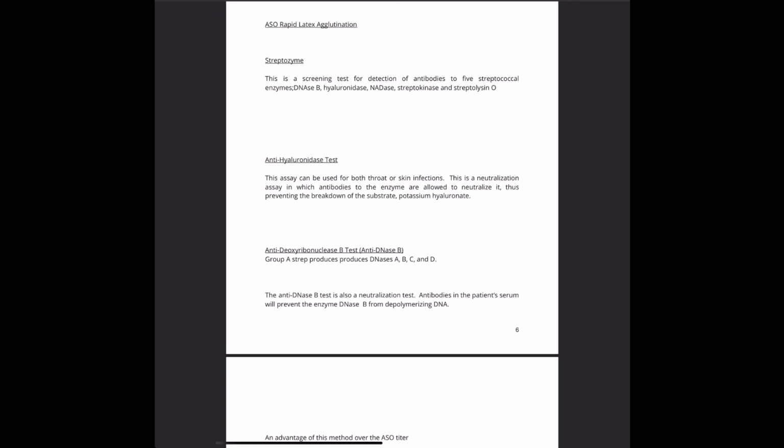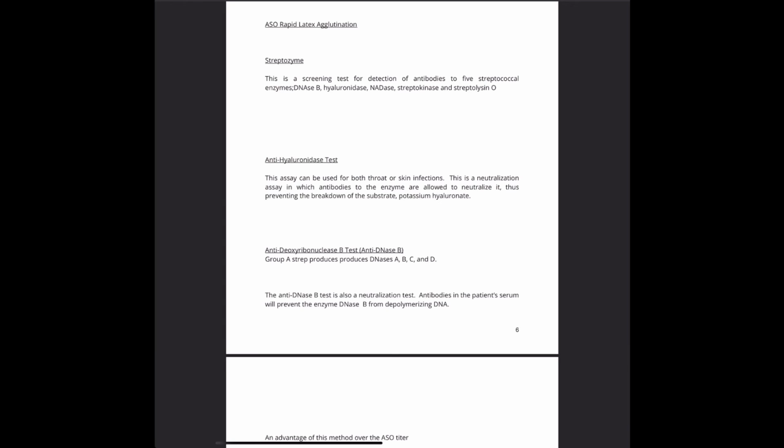The slide test is a passive hemagglutination assay that employs sheep blood cells coated with streptococcal enzymes. The reagent is mixed with the dilution of patient sera, and if you have antibodies to any of these enzymes, you'll see agglutination. So for this, agglutination is a positive reaction. If the test is positive, then the serum can be diluted further to determine the streptozyme titer. The titer is the reciprocal of the highest dilution showing agglutination.